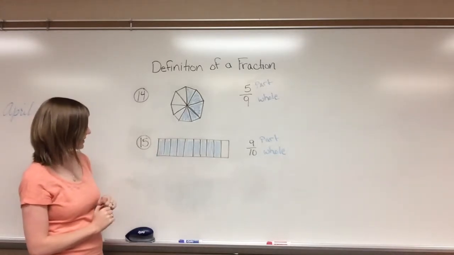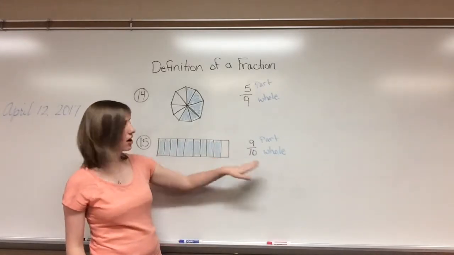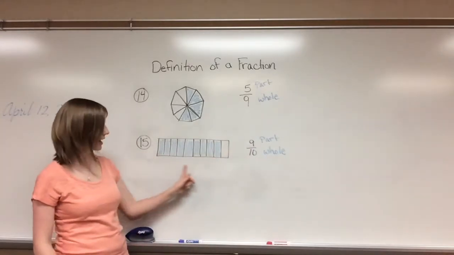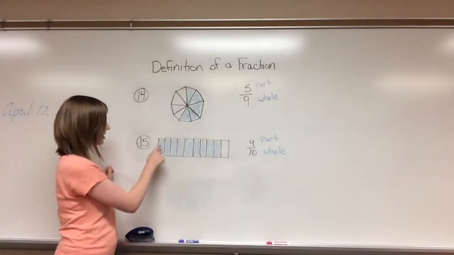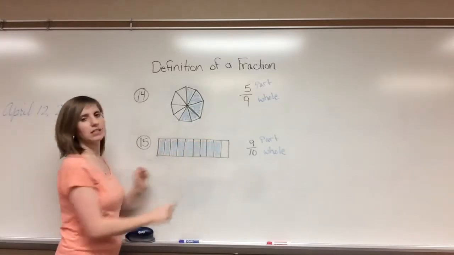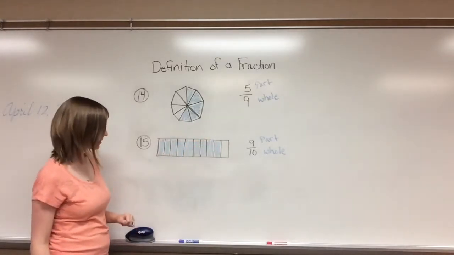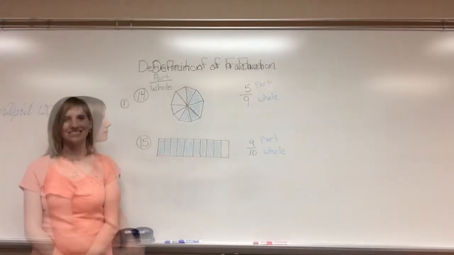And then let's look at 15. Our fraction was 9/10, our part was 9, our whole was 10, so it took 10 pieces to make the whole. And then the part being 9, that means I shaded in 9 different sections here to get my fraction of 9/10. So 9 should have been shaded, 1 should remain unshaded.